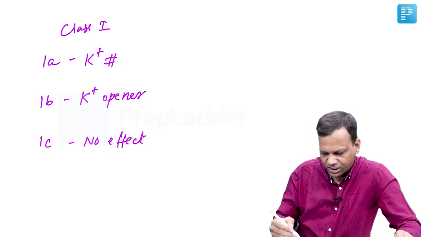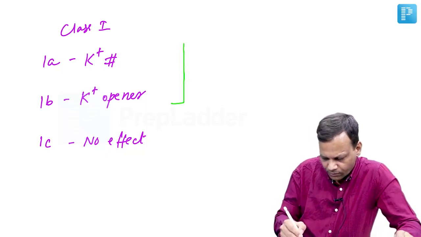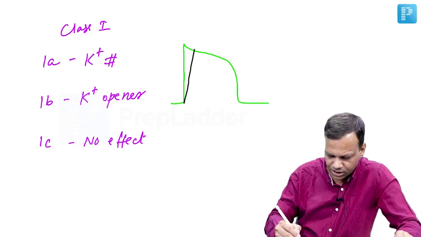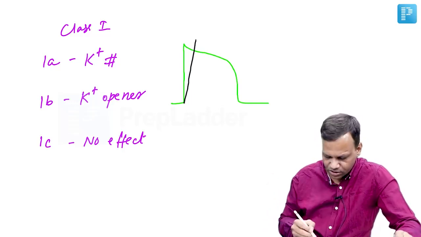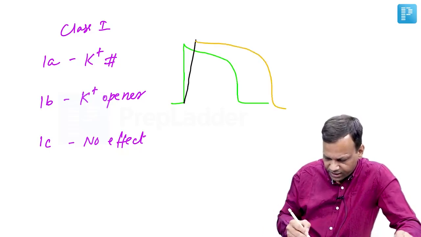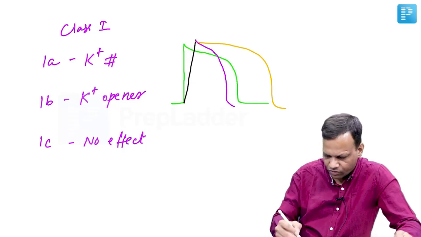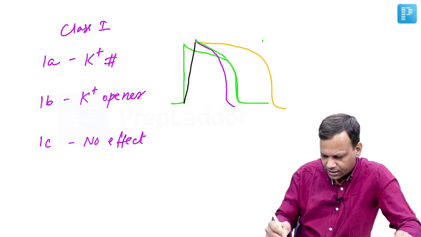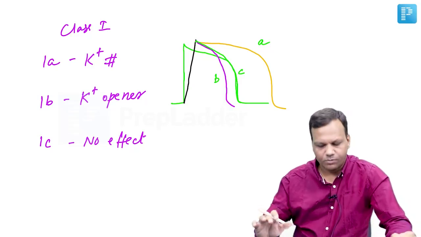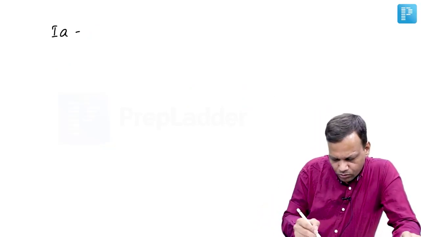So what will be the effect on the action potential? If this is the normal action potential, all the class 1 drugs are going to produce this action potential, that is a decrease in slope of phase 0. 1A will increase APD, 1B will decrease APD, and 1C will have no effect on APD. So this is class 1A, this is class 1B, this is class 1C. That is the effect on the action potential.